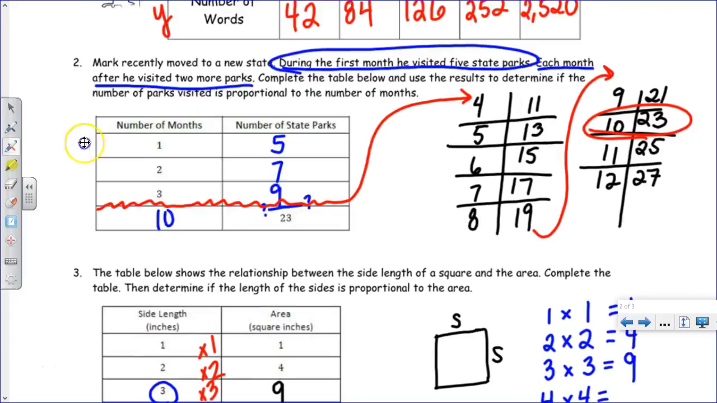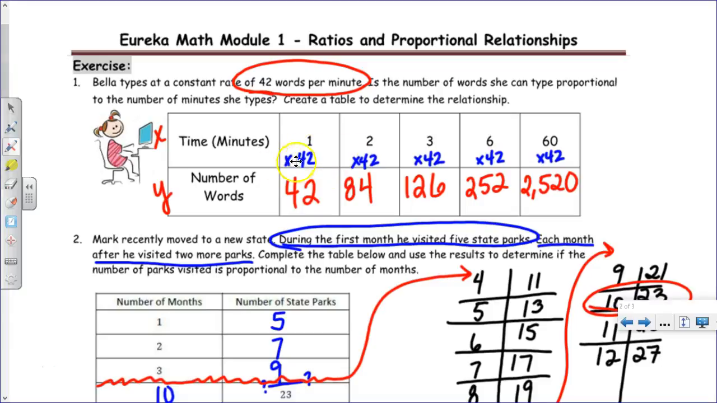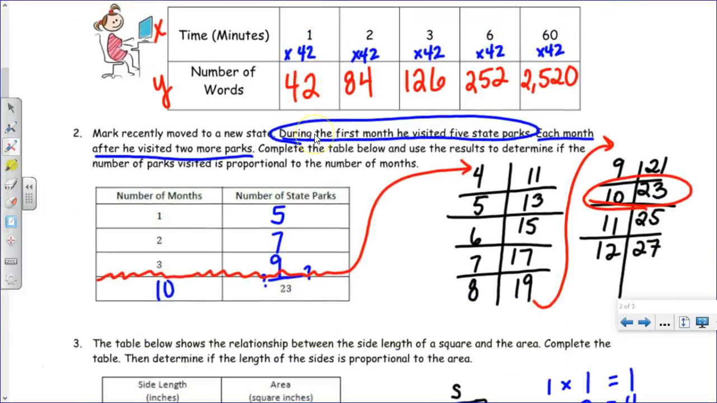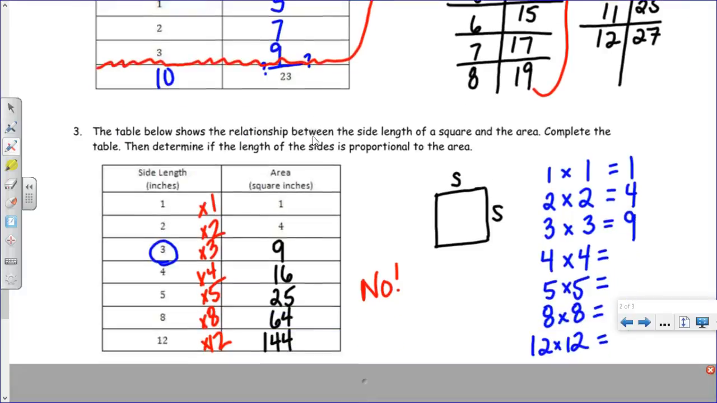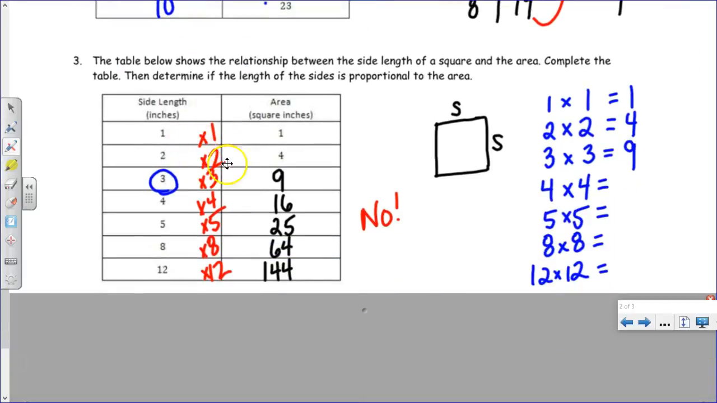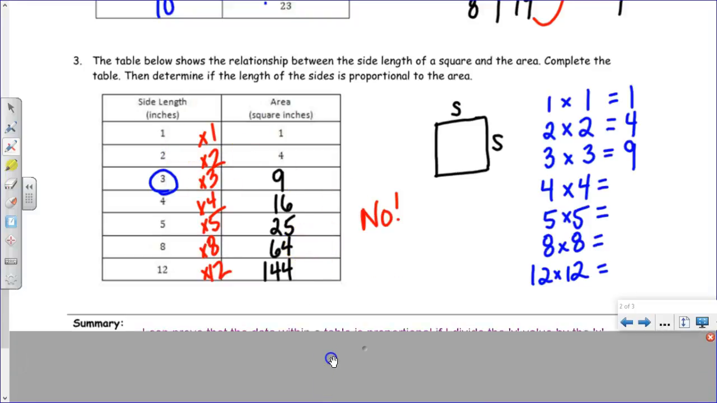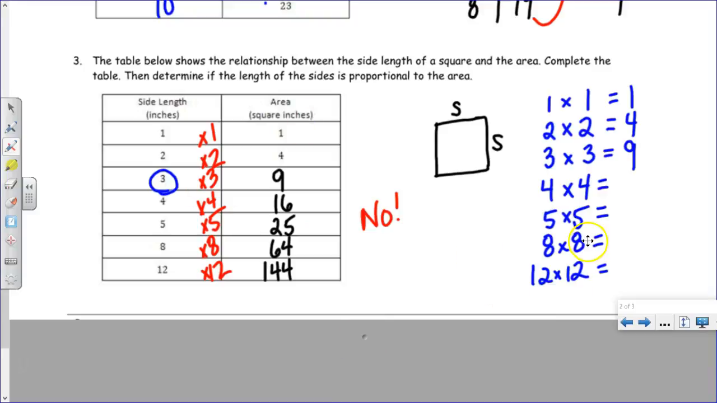Like up here, remember how for the minutes and words, it was always times 42, times 42, times 42, times 42, times 42. And then this one here, times 1, times 2, times 3. These are all different going across the row. Okay, go ahead and wrap up, rewind if you need to go over anything again, and we'll do the lesson in independent practice in class tomorrow.